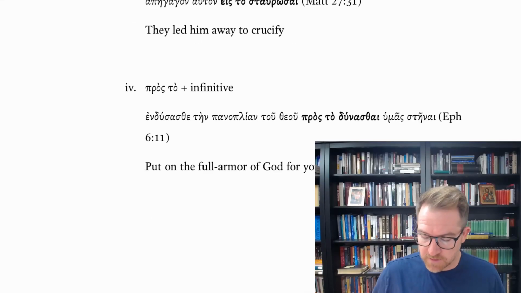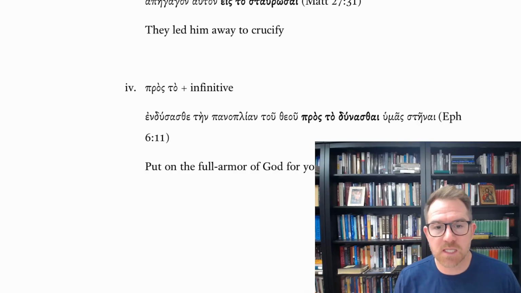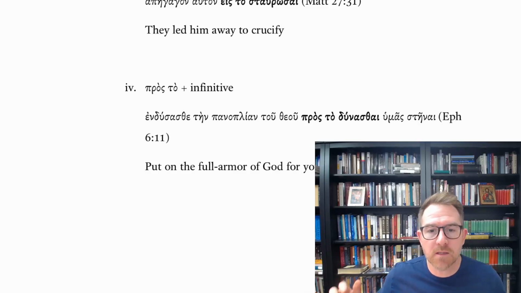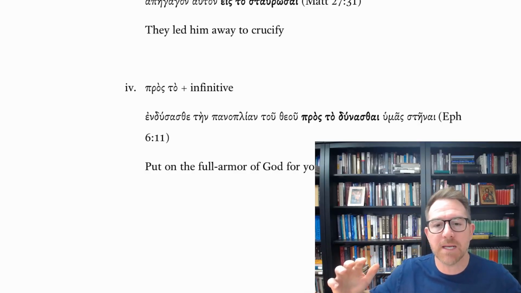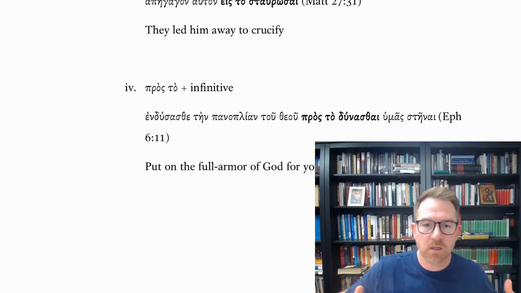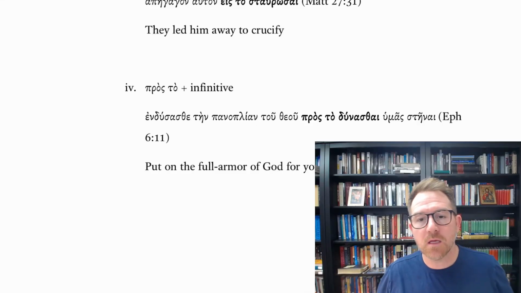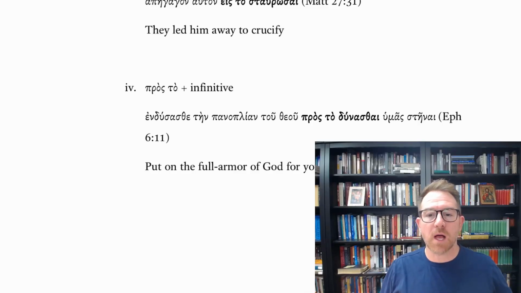Pros to plus the infinitive. Ephesians 6:11, endusasthe ten panoplian tou theou pros to dunasthai humas stenai. Put on the panoplia, the many-sided armor, the surrounding armor of God. Why? In order to be able for you to stand. Pros to plus the infinitive is that purpose infinitive.